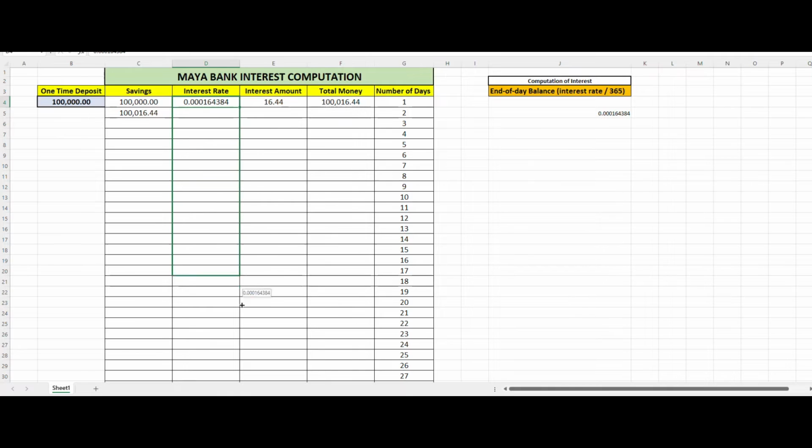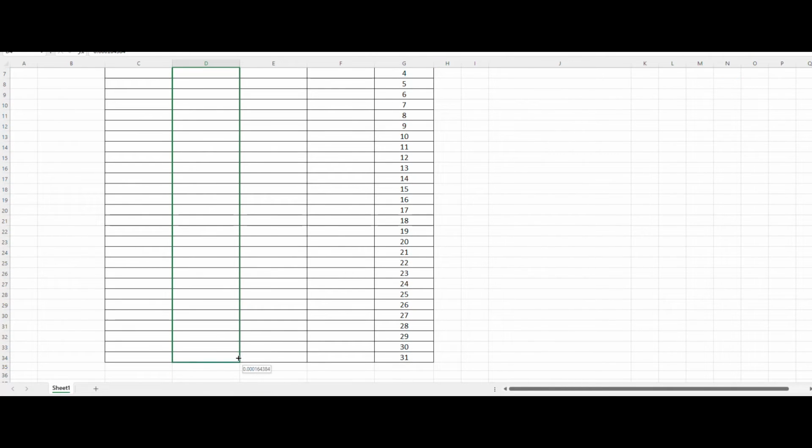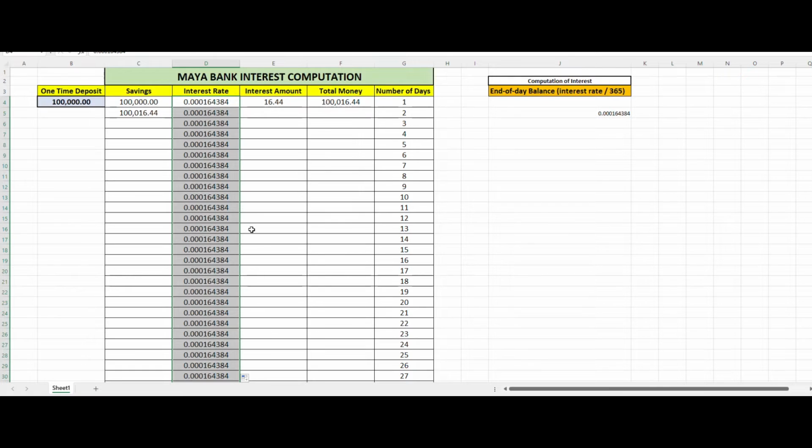Then for day 2, your savings is now the end of day balance, and the interest rate stays the same all the way, 0.000164384. To solve for the interest amount, we have the savings times the interest rate. So you have 16.44, then the total money, the savings plus the interest amount. So this is now your money after day 2, that's 100,032.88 pesos. So this is now your end of day balance.